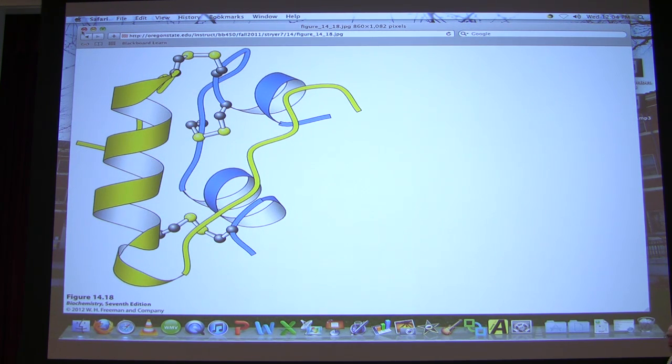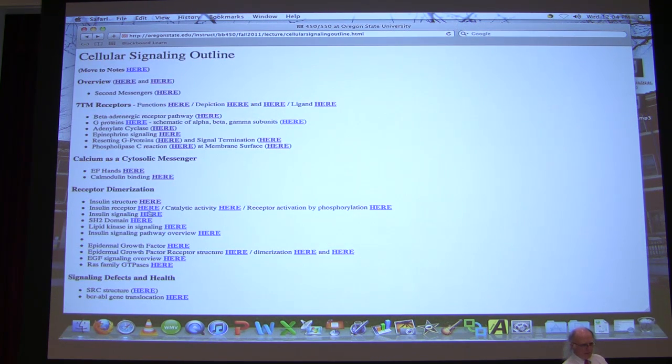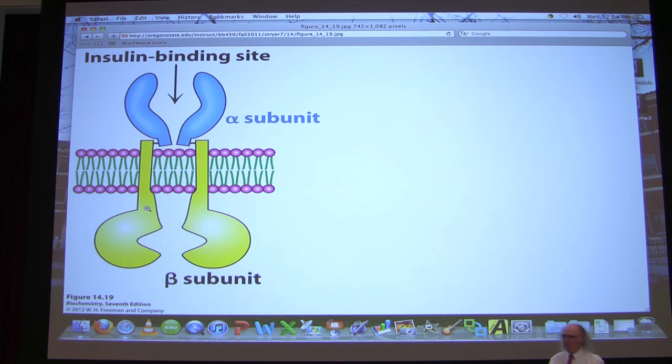Then it folds and the disulfide bonds form, and then a protease clips off some of the segments so that you're only left with two linear pieces, kind of like what you see on the screen here, holding everything together. Now, insulin manifests its effects on target cells by binding to a specific insulin receptor.